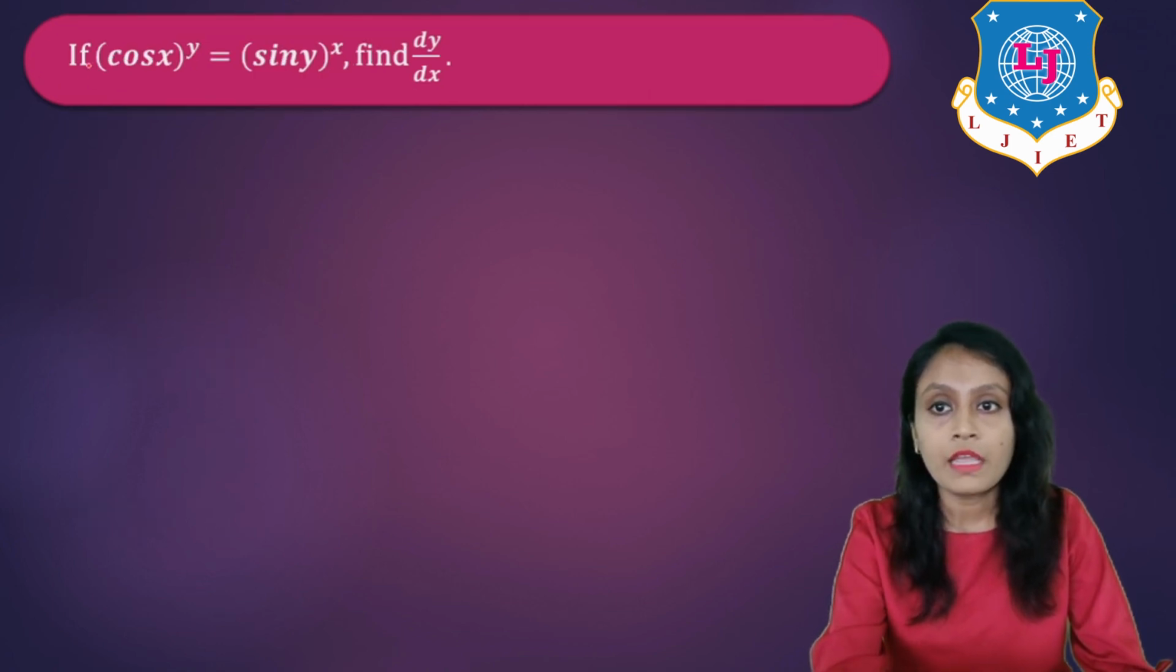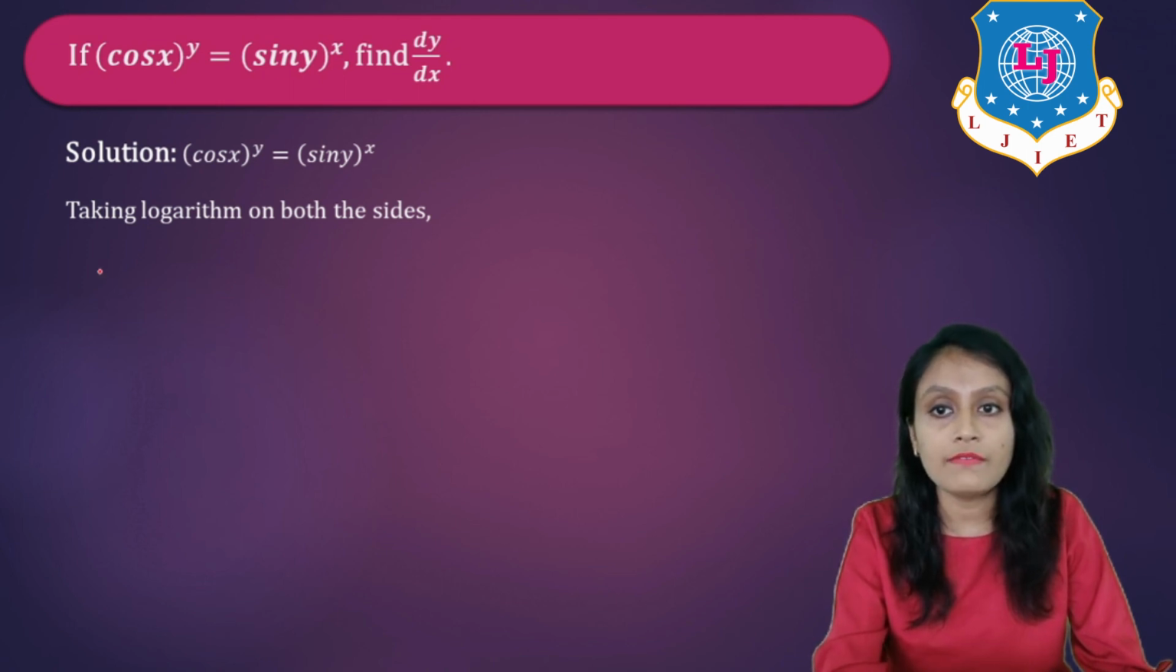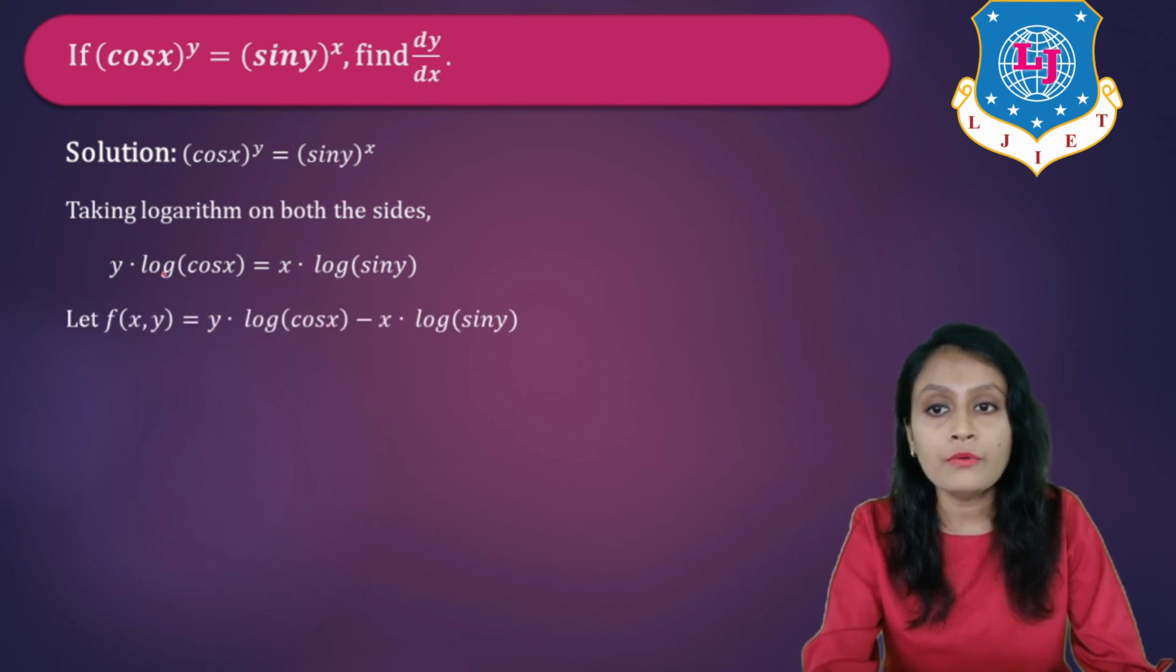Next example: if cos x raised to y is equal to sin y raised to x, find dy by dx. Let's begin with the solution. This is given in the question. To solve, we will apply log on both sides. On applying log on both sides, we get y log cos x is equal to x log sin y. Here we have applied the formula log a raised to n equals n log a. Now the function f of x, y is equal to, bringing x log sin y to the left side, y log cos x minus x log sin y.